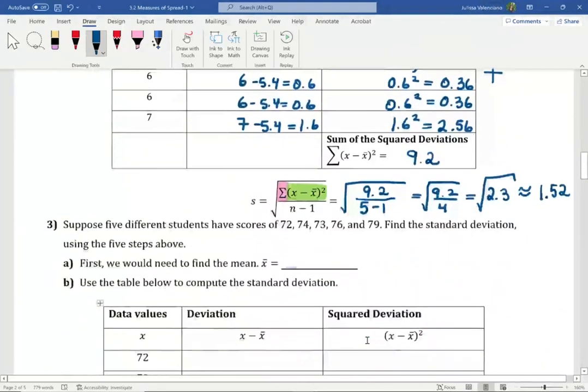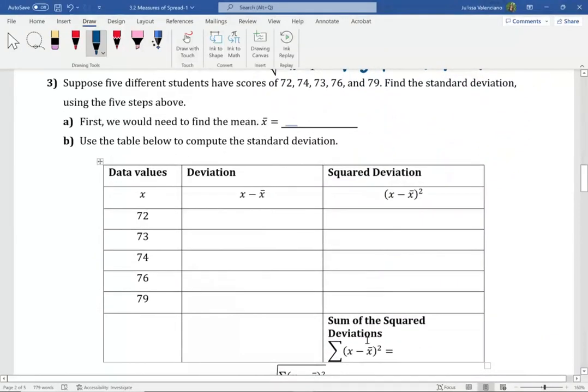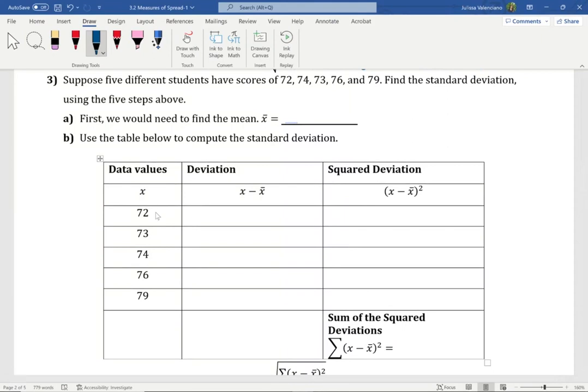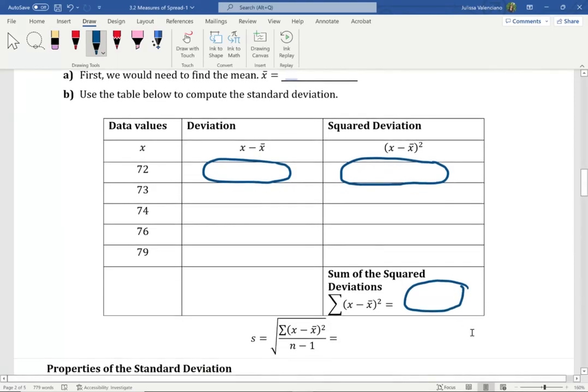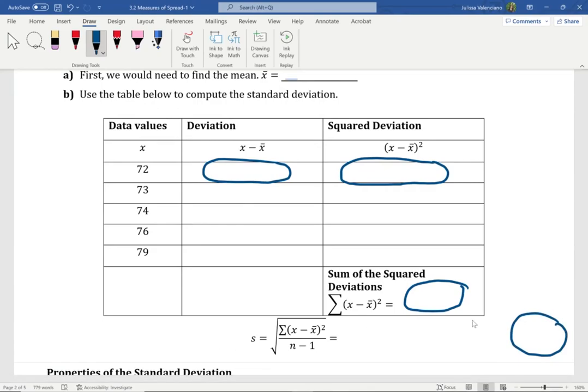Now, below, you have an exercise where you're going to be computing the standard deviation of a sample. Below this video, I'm going to be asking you to give me the deviation for the data value 72. I'm also going to ask you to give me the square deviation for the data value x equal to 72. I'm also going to ask you to give me the sum of the square deviations. And finally, I'm going to ask you to give me an approximation of s. For this, you need to round your answer to 2 decimal places.